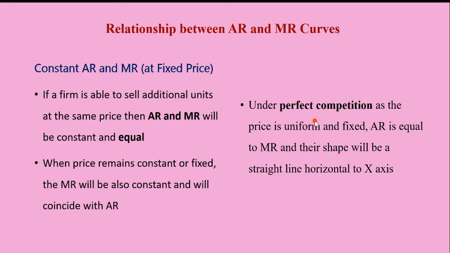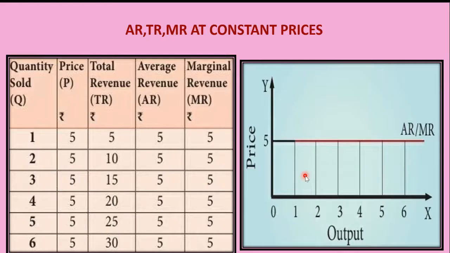So under perfect competition, as the price is uniform and fixed, AR is equal to MR and their shape will be a straight line horizontal to the x-axis. Look at the table. Quantity sold is 1, 2, 3, 4, 5, 6. The price is constant. So this will happen only in perfect competition. There is no change in the price. The price remains the same. So how do you calculate the total revenue? Price into quantity, P into Q. 1 5s are 5, 2 5s are 10, 3 5s are 15.